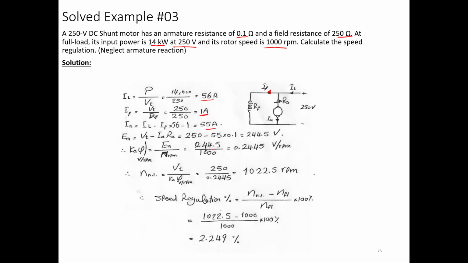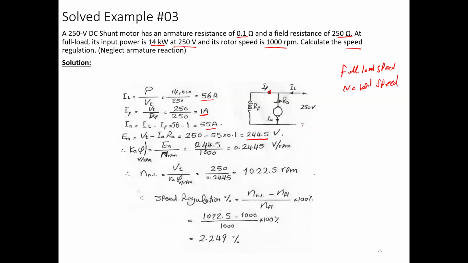Next step is to calculate the induced volt. So we can say EA equals V terminal minus IA RA. This would provide us with the value of the induced volt at full load condition. In order to continue, we need the value of KFI in order to calculate the speed. We need to calculate the speed regulation. Speed regulation means you need the full load speed and the no load speed. You need to have both. So in order to get the full load and no load speed, you need the value of KFI.